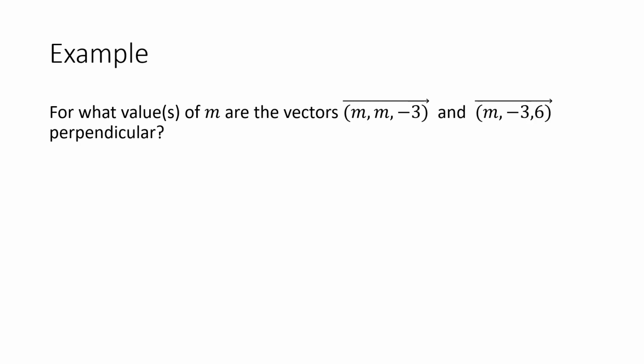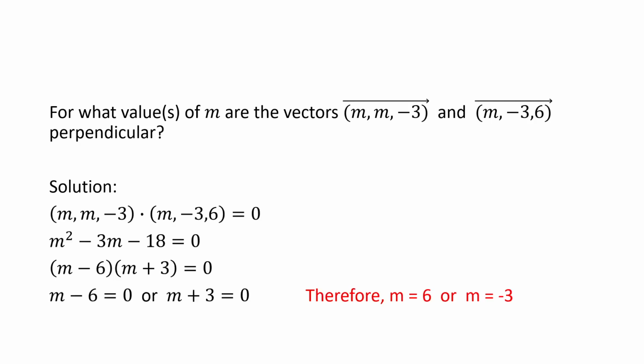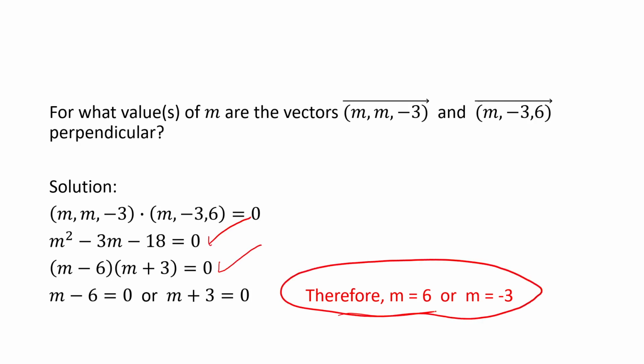How about if we have the vectors m, -3 and m, -3, 6? Well, again, we'll do the same thing. X times x will give us m squared. The first y coordinate times the second y coordinate will give us -3m, and then -3 times 6 will be -18. So what we'll get is that m squared minus 3m minus 18 needs to equal 0. And if we factor that quadratic, we'll get that m minus 6 times m plus 3 needs to equal 0, so m will either equal 6 or m will equal -3.